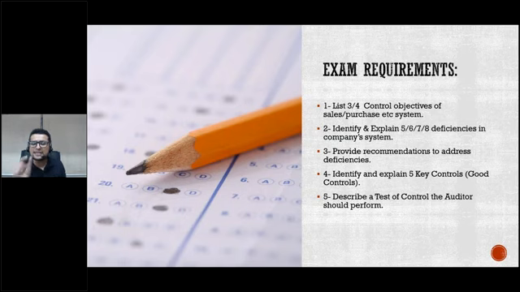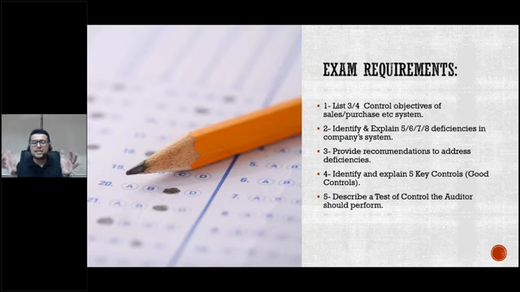If your client's sales system has got flaws, and as an auditor you have identified that particular flaw and explained it, you should come up with a solution. And what do I mean by solution? Solution means you need to recommend something which is going to overcome that deficiency. Once you have identified and explained deficiencies, basically you have identified the poor control systems. But in exam requirement 3, you have to provide recommendations to address deficiencies, which means you have to recommend good controls. You have to suggest how to overcome that deficiency.